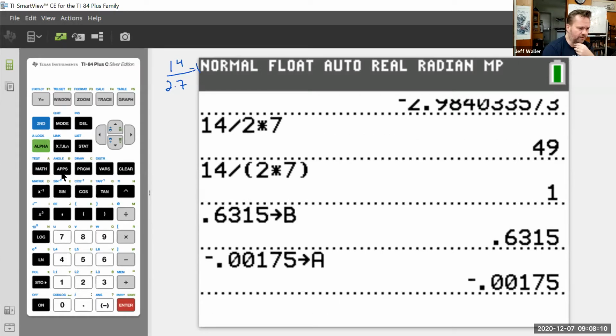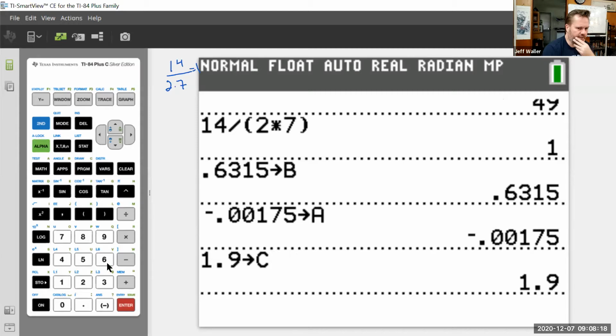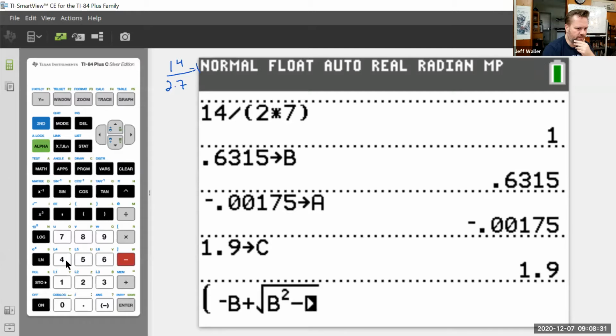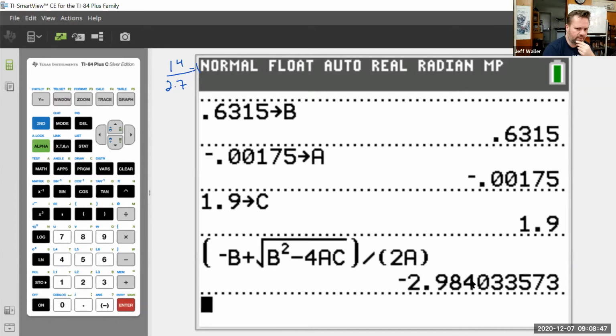And C was 1.9, is that right? So I could take 1.9 and store it in alpha C. And then look at what I could do. I could then do parenthesis, negative B plus square root of B squared minus 4AC, divided by 2A. All right, let's see if I put everything in there right. Yeah, see, I get the same thing.